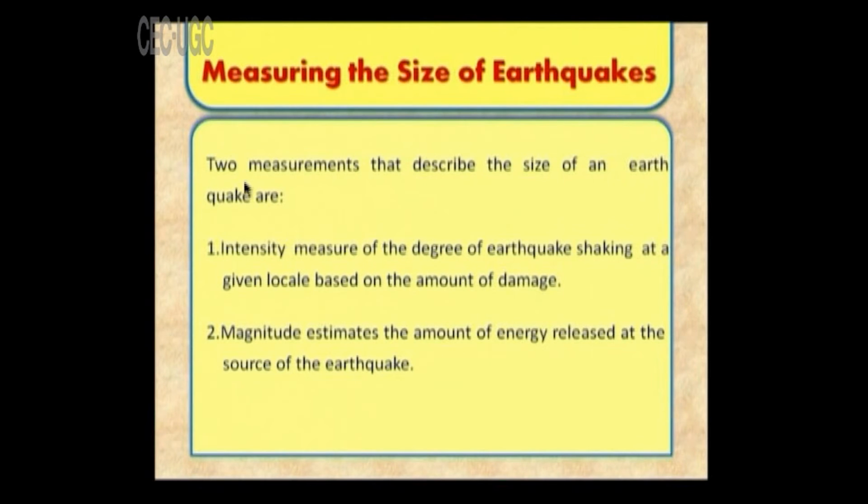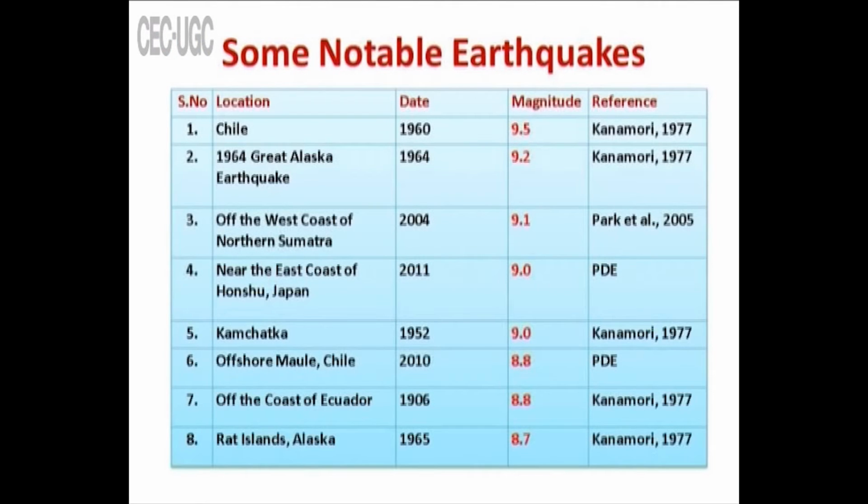They also measure the size of the earthquakes, that is intensity measure and also magnitude estimates. So, intensity means a measure of the degree of earthquake shaking at a given location based on the amount of damage, whereas magnitude estimates the amount of energy released at the source of the earthquake.